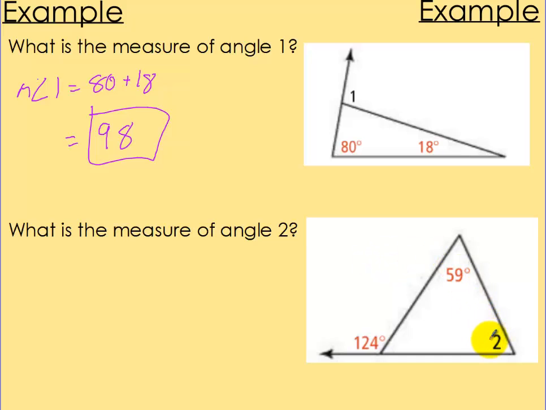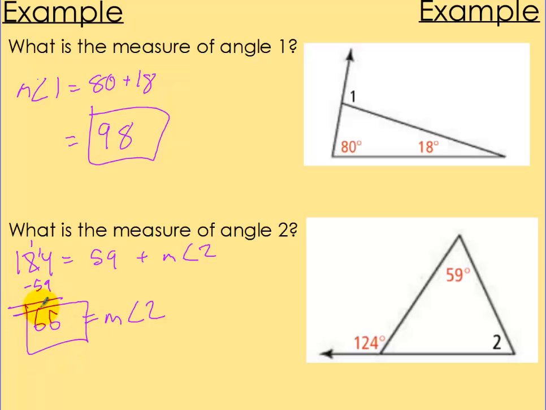Measure of angle 2. Okay, so this is a little trickier. So 124 has to equal 59 plus measure of angle 2. So we'll just subtract 59 on both sides. And if you subtract 59 on this side, you get 65. So 65 equals measure of angle 2. So your answer is 65.